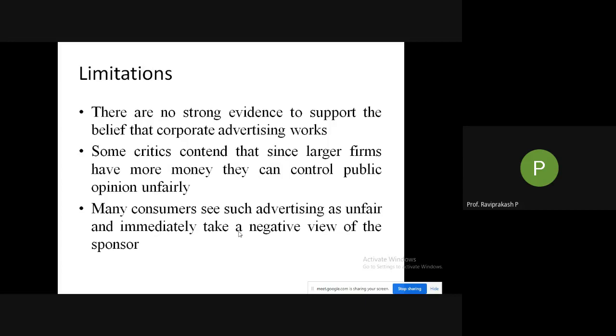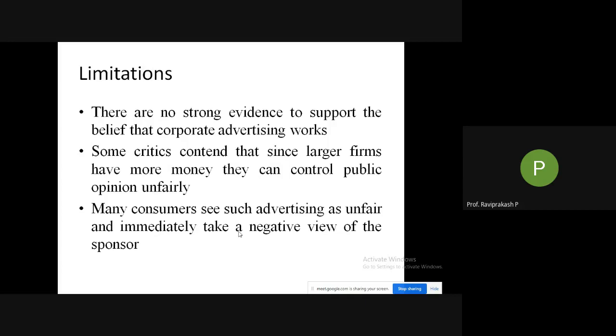Then many customers see such advertisements as unfair and immediately take a negative view of the sponsor. Connected to the previous point, people might think you have so much money, you are doing all these things just to cover up what you're doing. Like tobacco companies or liquor companies doing some good things. People might have a wrong conception about them. They are making so much money, a small part is given here, but still people have a negative opinion.